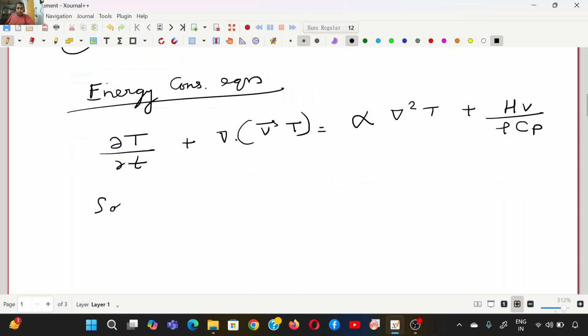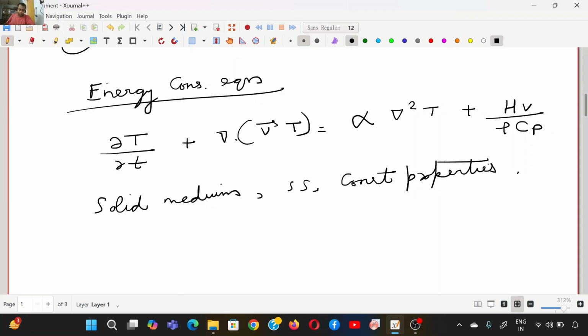So what are the assumptions here? That it's a solid medium, steady state, and the properties of the wire, in this case K, rho Cp, etc., are all constant. So what will this reduce to? See, dou T by dou t will become zero because it's steady state. And there is no fluid flow inside the wire. It's a solid medium. So the convective term will also be equal to zero. Alpha is constant, so it will just remain as alpha. Alpha del square T plus H_V by rho Cp equals zero.